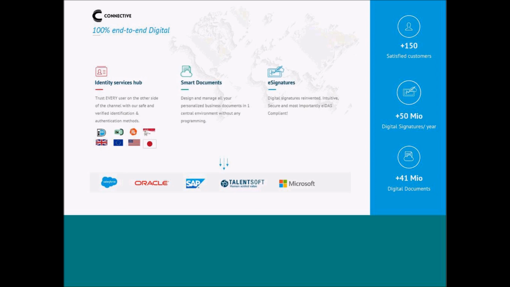Digital identification, such as Connective's first product, the Identification Services Hub, is basically a central hub to digitally identify and verify the existence of any of your users by using a uniquely wide range of identification methods, like, for example, your Belgian eID, or It's Me in Belgium, or iDIN in the Netherlands, or we have different other possibilities in other countries.